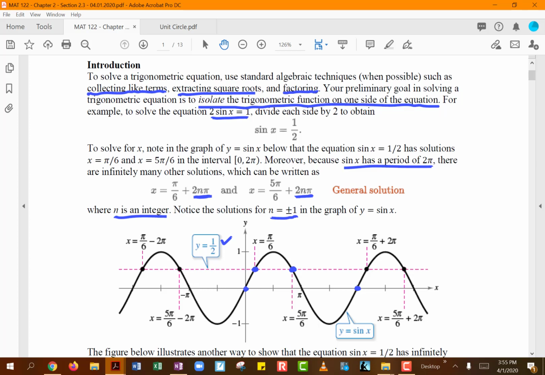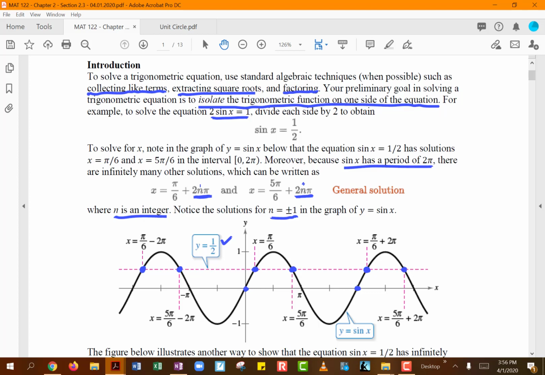And they're asking us to notice what happens when n equals -1 and +1. If n equals +1, then you're getting this angle here, which is pi over 6 plus 2 pi, and this angle here, which is 5 pi over 6 plus 2 pi. And if your n value equals -1, then you are getting these angles on the left hand side, which are 5 pi over 6 minus 2 pi, and pi over 6 minus 2 pi. So as n keeps changing between integers, you're going to get multiple different solutions.